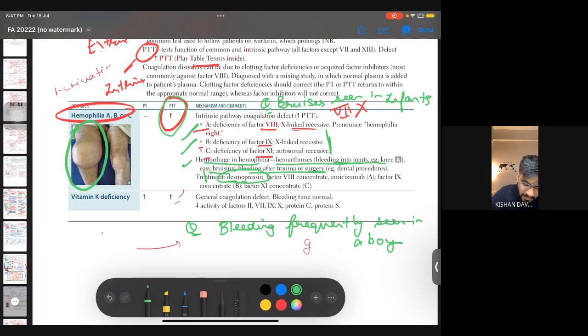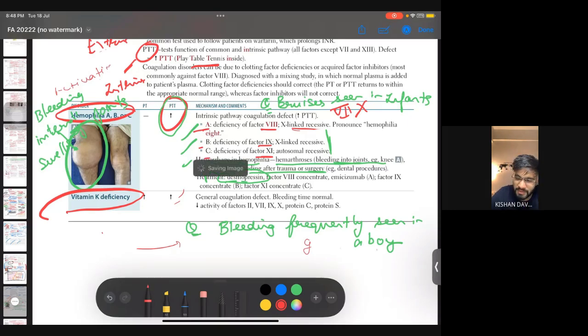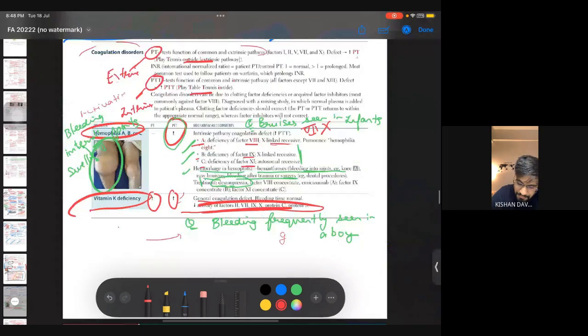Okay, remember this image because they might say bleeding internally in the joint, or you can say there is a swelling in the joints also. Anything they can say. Okay, just make sure you know them so you don't make it wrong. Now coming to vitamin K deficiency. Now vitamin K deficiency, almost all the factors 2, 7, 9, 10, C, S, everything is involved. Okay, so PT is going to increase because 7 is also an extrinsic pathway and other factors are also being decreased. So this PTT can also be increased. Okay, general coagulation defect, bleeding time normal, decrease in activity of factors 2, 7, 9, 10, protein C and S. Okay, that's it. Let's move ahead.